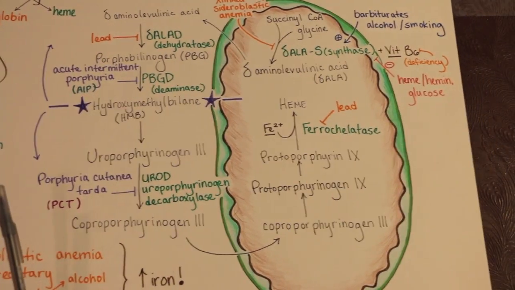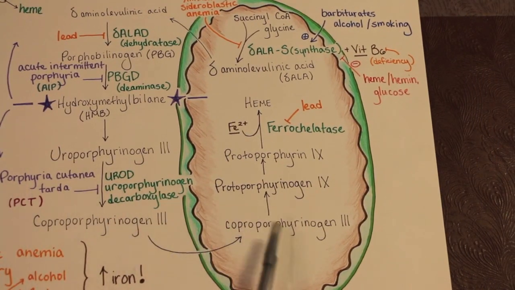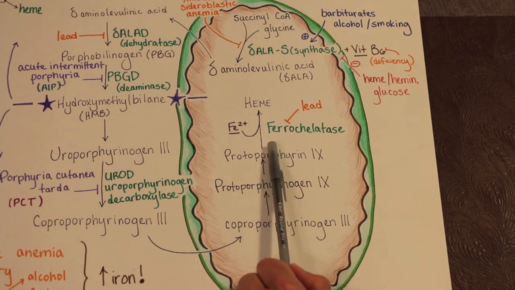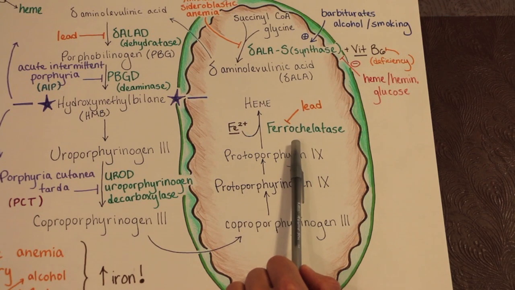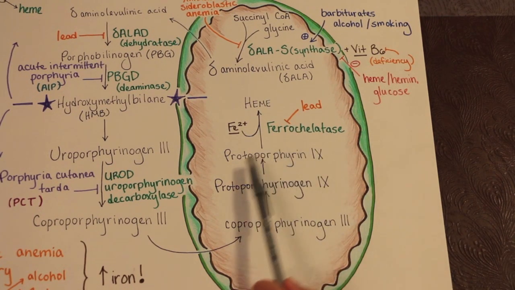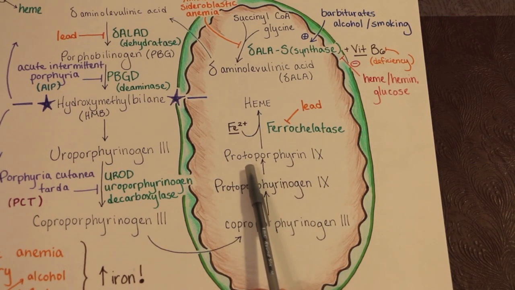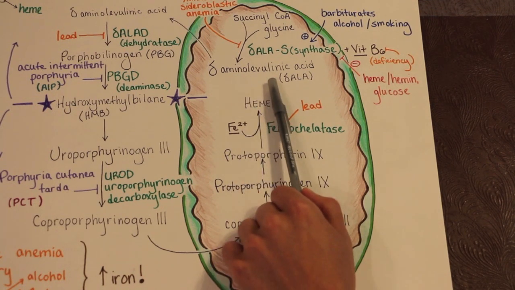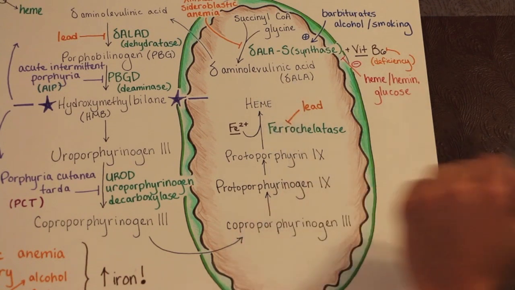That coproporphyrinogen then re-enters the mitochondria, where coproporphyrinogen oxidase makes protoporphyrinogen. Protoporphyrinogen is then converted into protoporphyrin, and then the final step in heme synthesis is accomplished by the enzyme ferrochelatase. Ferrochelatase combines that protoporphyrin that we just saw made along with an iron, and that makes heme, and this will ultimately provide negative feedback onto aminolevulinic acid synthase, the rate-limiting step.